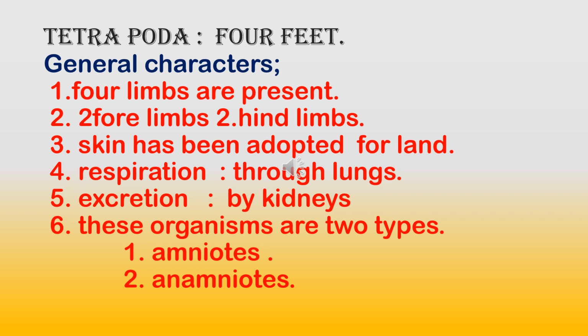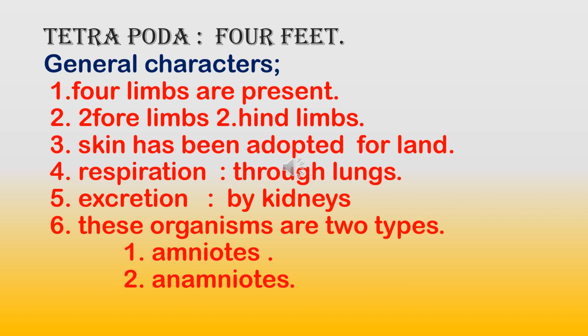Today we are going to discuss the general characters of the Tetrapoda. Here tetra means four and poda means feet. They have four limbs. When compared in human beings, of the four limbs, two limbs are forelimbs and two limbs are hind limbs. The two forelimbs are compared to two hands and the two hind limbs are compared to two legs. Skin has been adapted suitable for land animals, respiration is through lungs, and excretion is by kidneys.